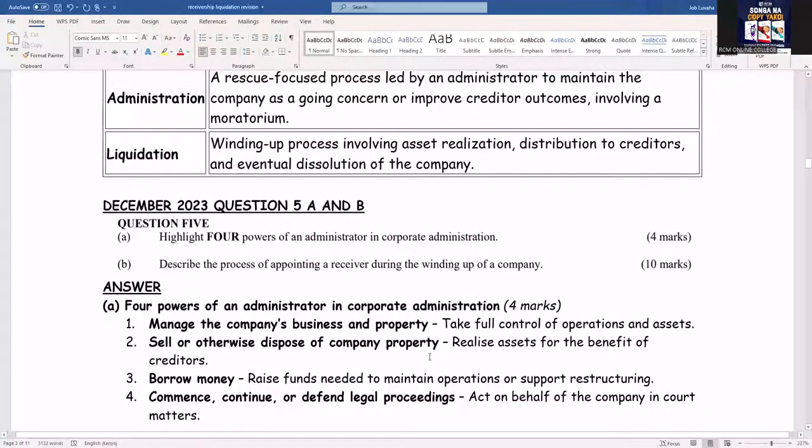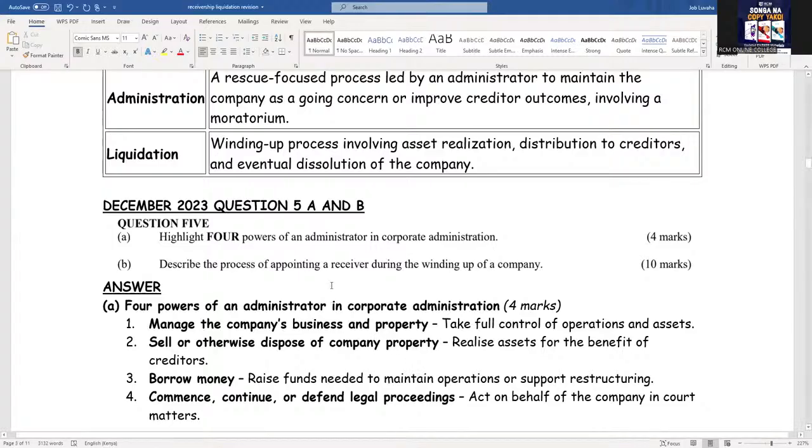Highlight four powers of an administrator. These are basically similar to what we've talked about as the duties. Manage the company business and property, sell or otherwise dispose of the company property, borrow money, so you can raise funds needed to maintain the operations or support restructuring of the company, and commence, continue, or defend any legal proceedings for or against the company. Those are part of the powers of the administrator who has been appointed.